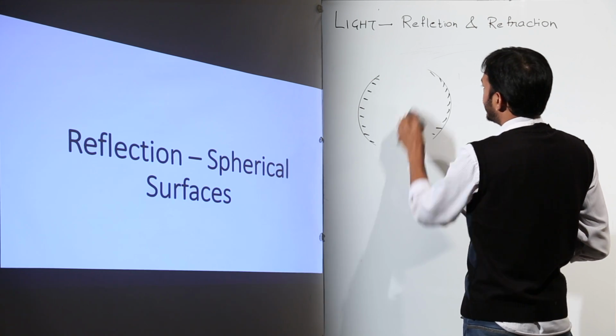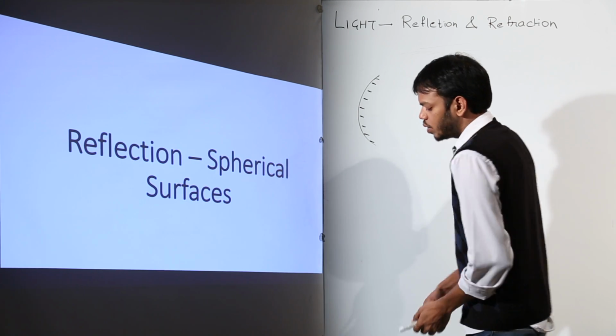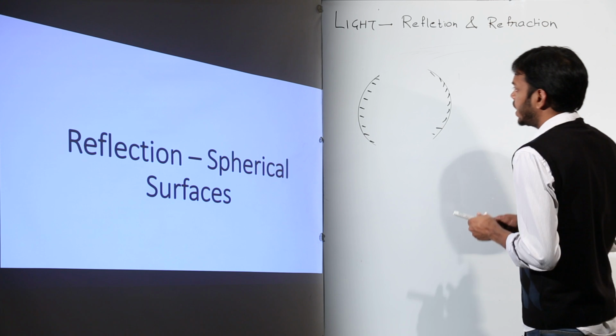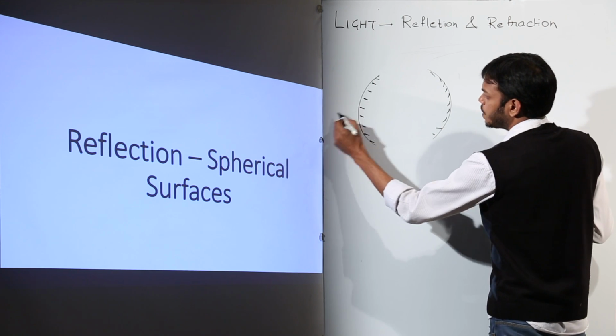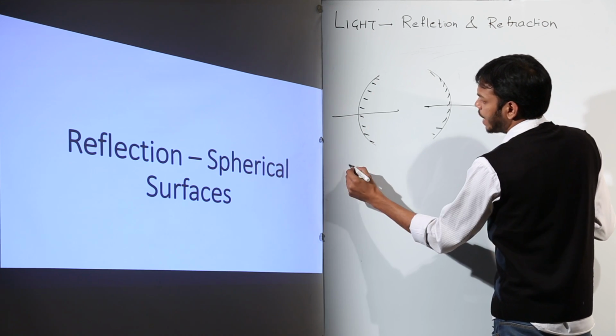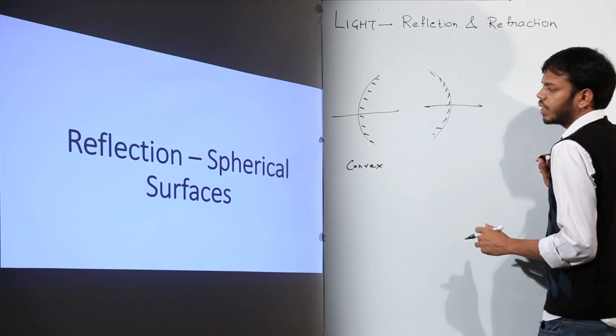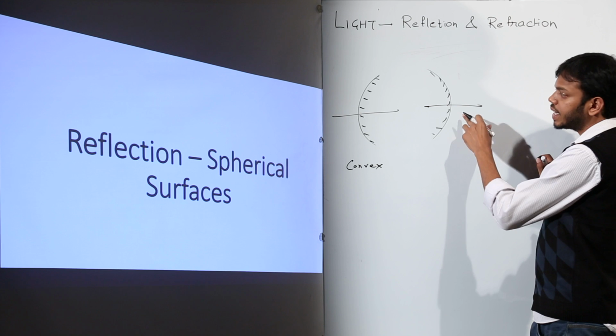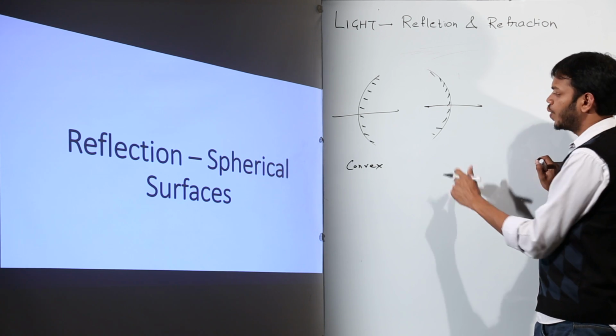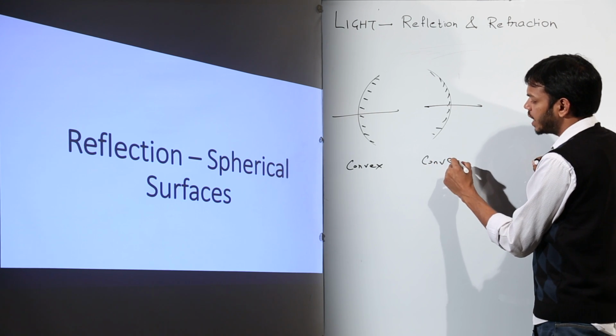So you are left with this surface and this surface. So these two surfaces are called spherical mirrors. What is this mirror? This type is called convex mirror. This type is called what? Is this a concave mirror? No, this is also a convex mirror.